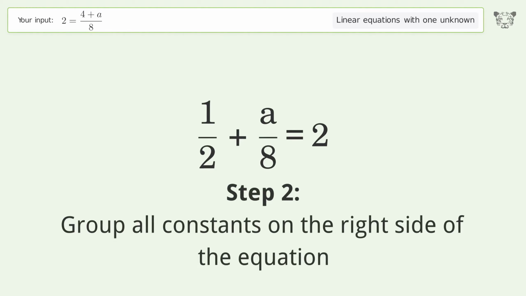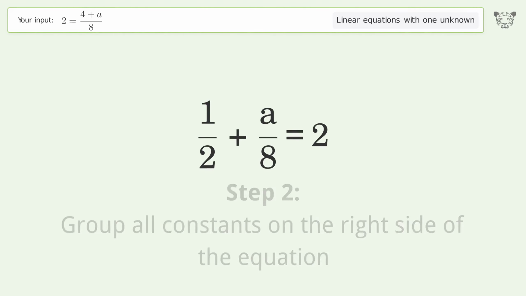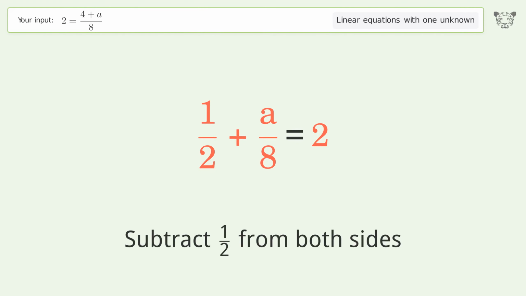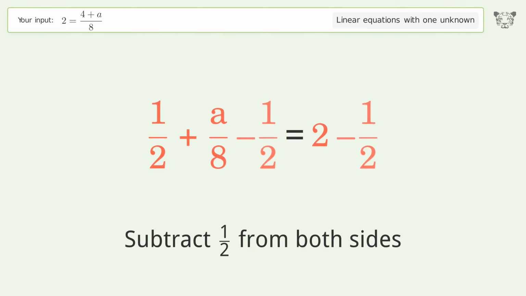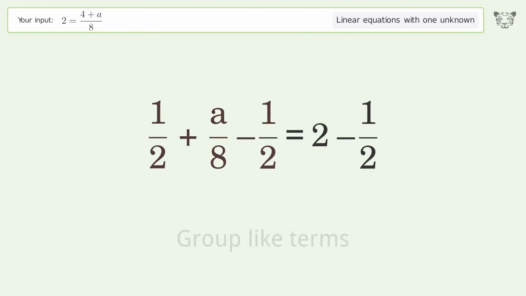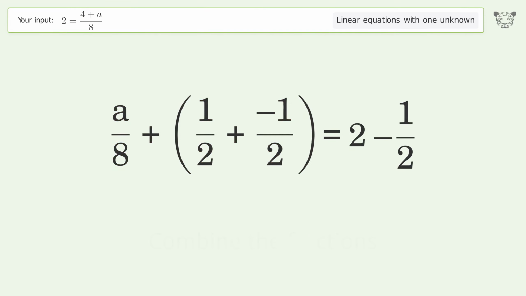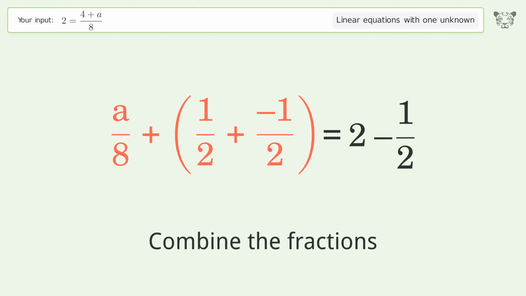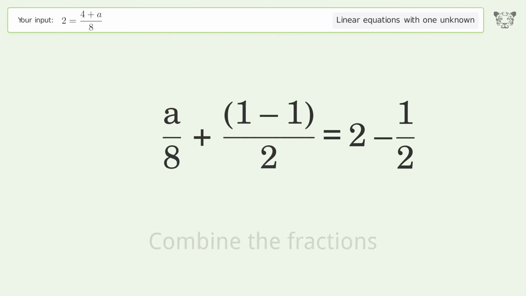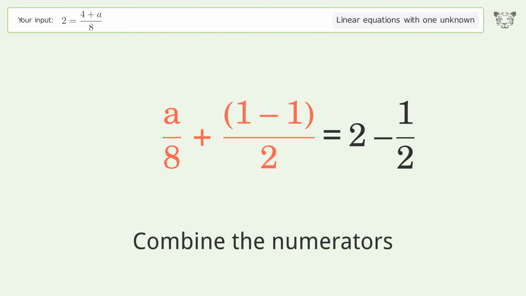Group all constants on the right side of the equation. Subtract 1/2 from both sides. Group like terms. Combine the fractions. Combine the numerators.